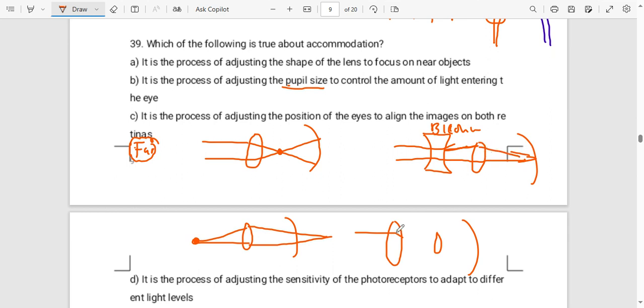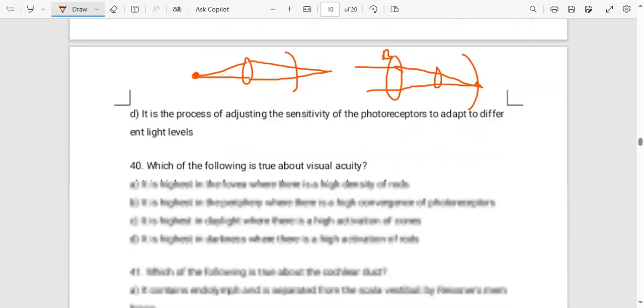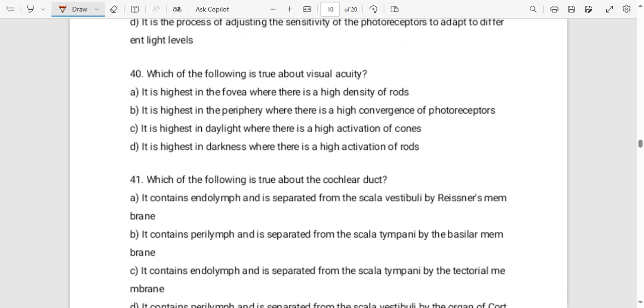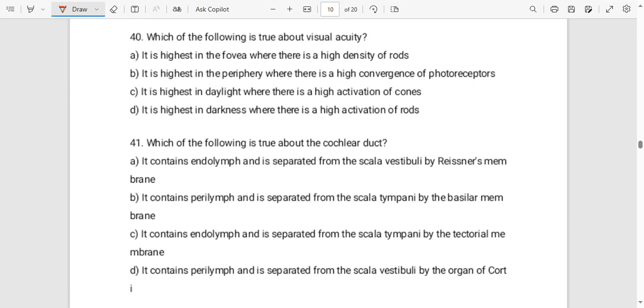For this one, it will bend the light, and then it will come and bend more. Even here, it will bend, and then it will come and bend more. So you end up coming here instead of going past. So you use a biconvex lens for farsightedness, hyperopia.